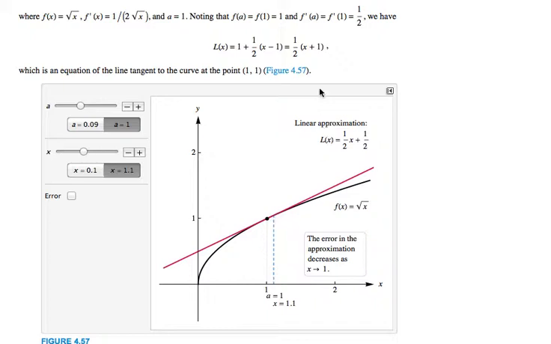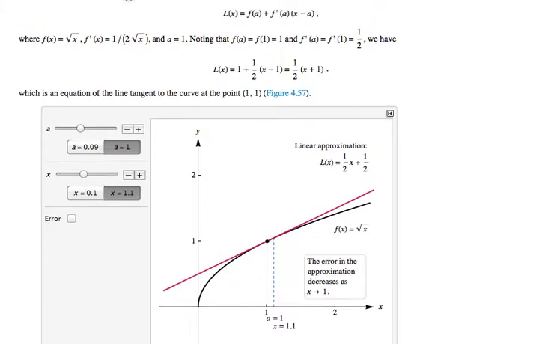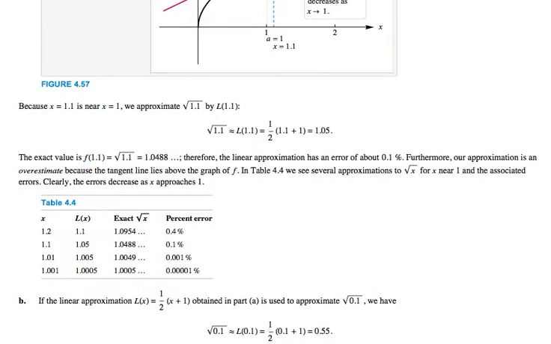By plugging 1.1 into this equation, we have 1.1 plus 1, so 2.1, and we want half of that, which will give 1.05. And if you plug 1.1 into the square root function, we can see that the value the function actually gives at that point is 1.0488. So the linear approximation has an error of about 0.1%.